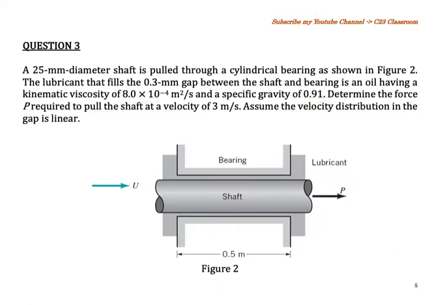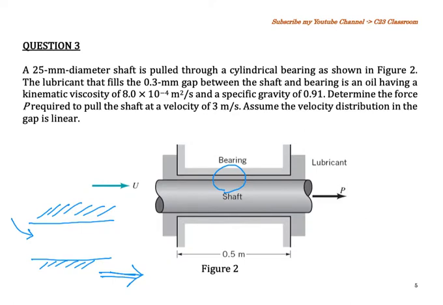So this is what you need to understand. I would like to make sure that you could draw the velocity distribution very well in this kind of problem. So this is the shaft surface, and this is the bearing surface. The lubricant is filled between the shaft and bearing, and this shaft is being pulled in a horizontal way like this.